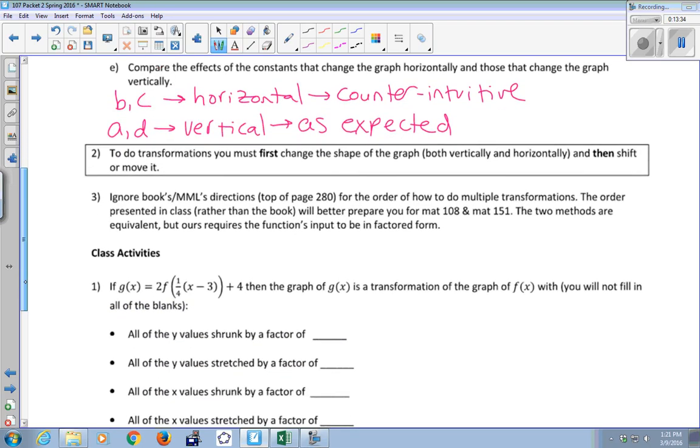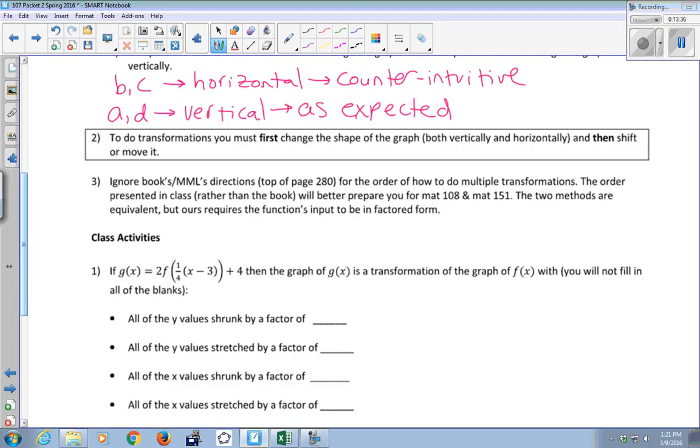All right, my only rule, if you're doing multiple transformations to a graph, the only rule is that you have to first change the shape of the graph, both vertically and horizontally. Do any stretching and shrinking first, then do your shifting.